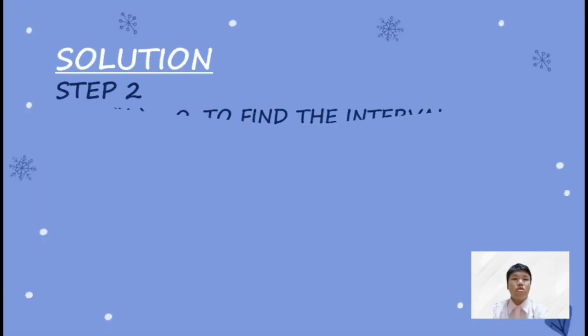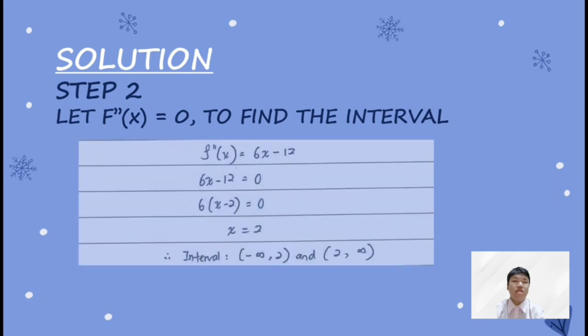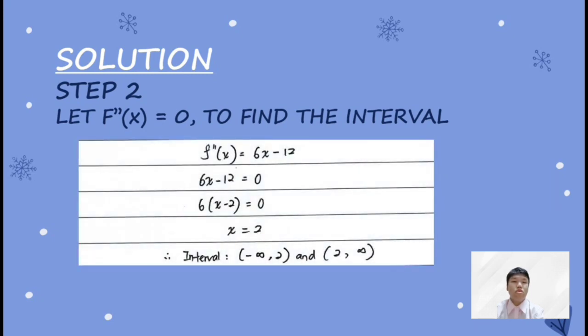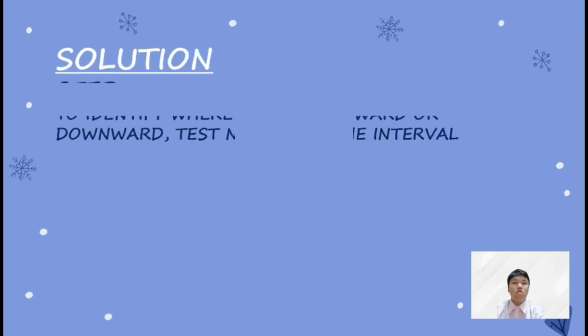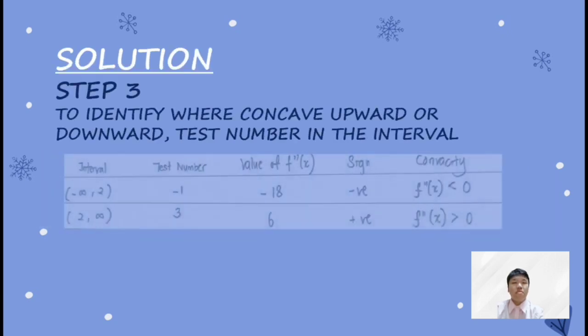Next, the second step is to let the second derivative of f equal to 0 to find the interval. And then we will get the answer x equals 2. Therefore, the intervals are negative infinity to 2 and 2 to positive infinity. So we go to step 3 to identify where it is concave upward or downward by testing a number in the interval.